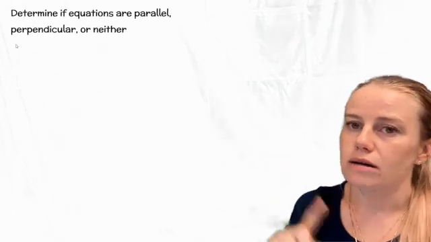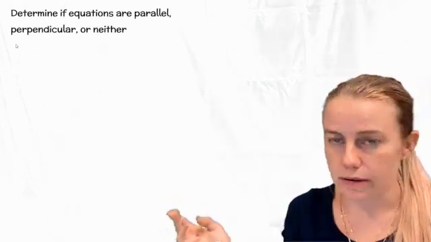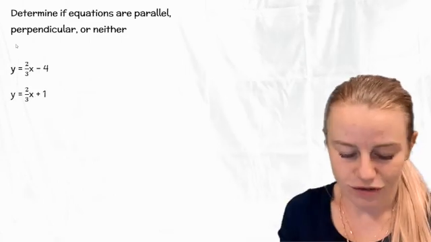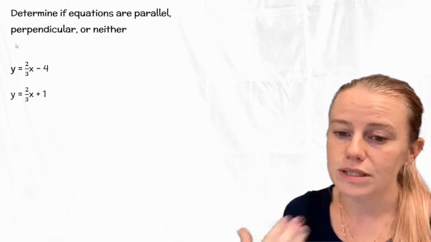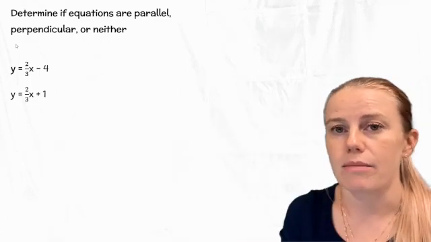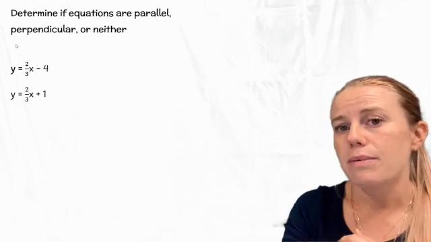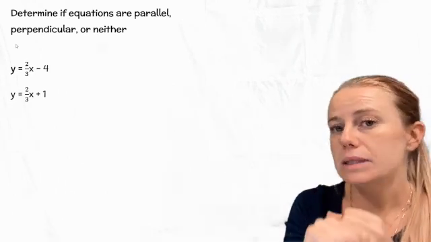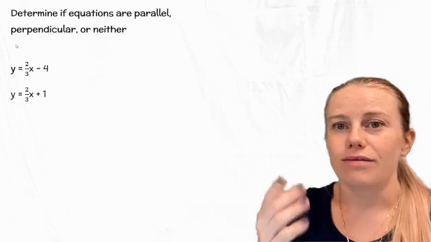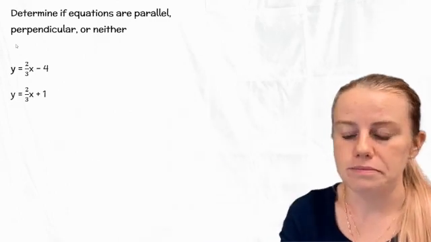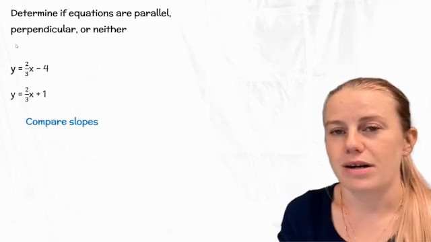So again, you're going to be asked, are these parallel, perpendicular, or neither? But now we're going to be given our equations. We need to first pull out the slopes of each of them and look at them to compare them. Remember, parallel lines are the exact same. Perpendicular lines are opposite reciprocals. And if they're neither of those, then they are neither parallel nor perpendicular. Okay, so compare our slopes.